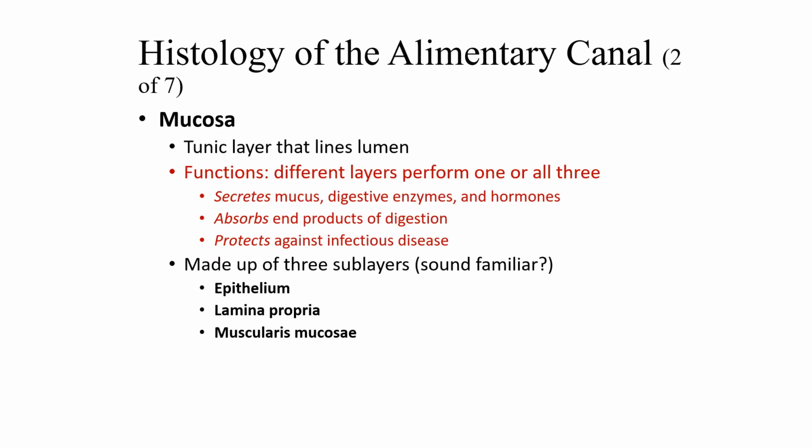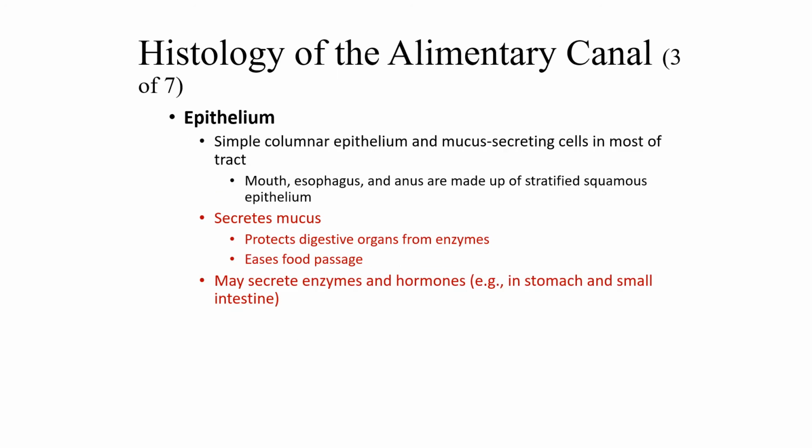So the mucosa secretes mucus, digestive enzymes, and hormones. It absorbs the nutrients, and it provides a physical barrier against infectious diseases. It's made up of the epithelium, the lamina propria, and the muscularis mucosae. This should sound very familiar. The epithelium is going to be simple columnar, and it has goblet cells in it, which you remember secrete mucus.